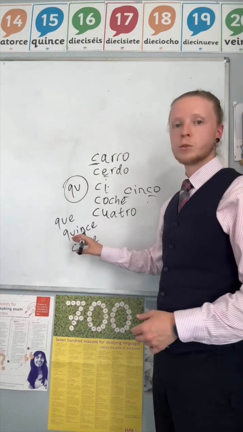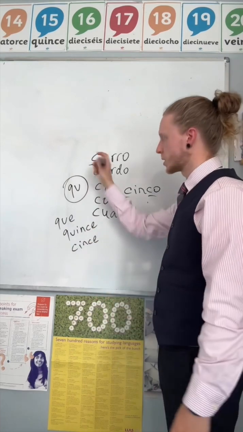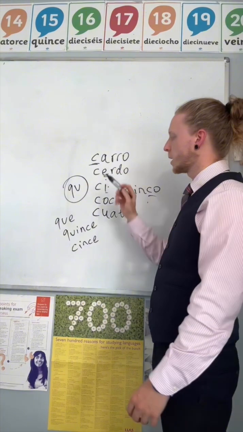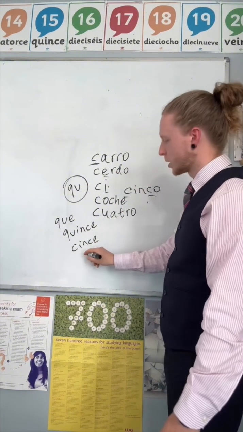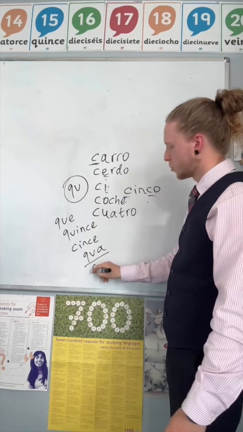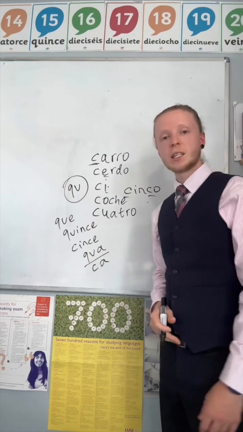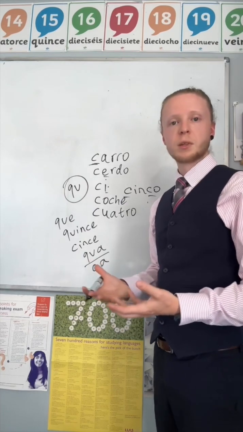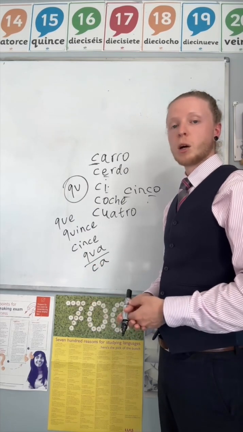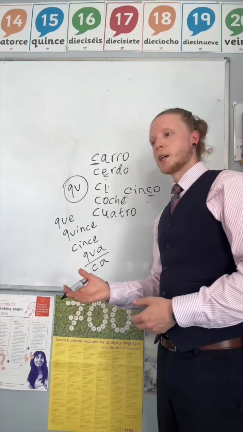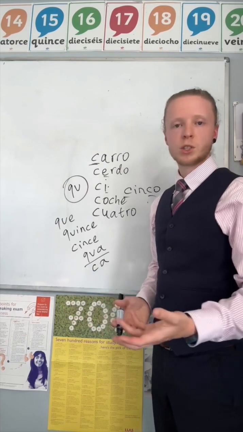So the QU basically gives you the same sound as the C, and you use that when you need the k sound followed by E or I. For all the others, you're never going to see Q, U, A, because Spanish doesn't need that. That would make the same sound as CA. So the QU and the C, they're kind of buddies, doing the same sound most of the time. A bit like the J and the G, often making the same sound. The J in rojo sounds the same as the G in gente.